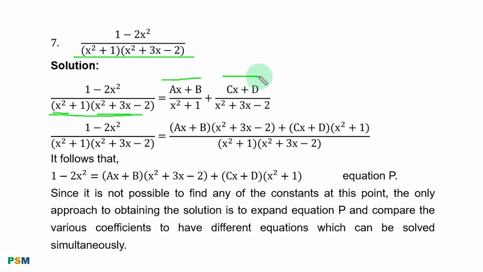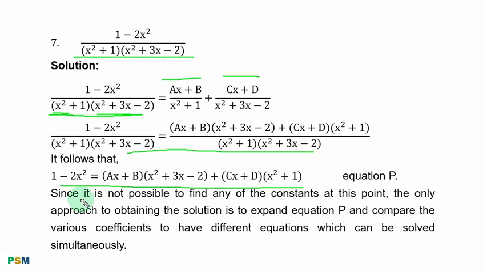You find the LCM and simplify. You have it in this form. To clear fractions, you multiply through by the LCM. You are left with this result as equation P.